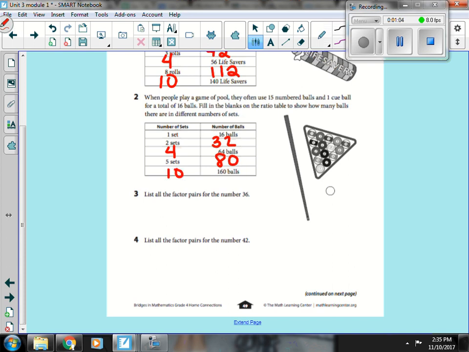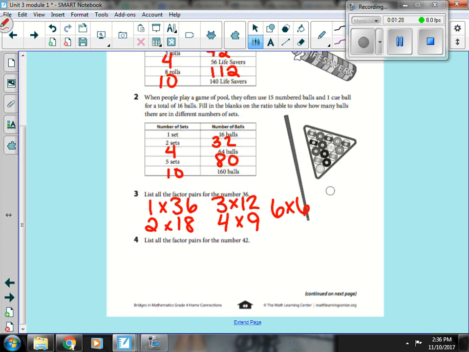All my factor pairs for 36. I start with 1 times 36. Then I have 2 times 18. Then I have 3 times 12 and 4 times 9. 5 doesn't work, and then last but not least I have 6 times 6.